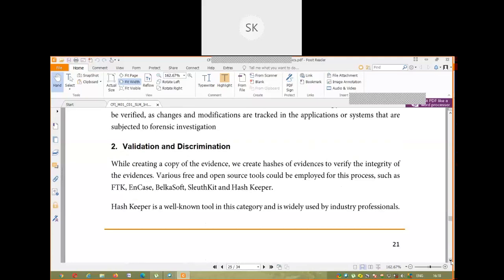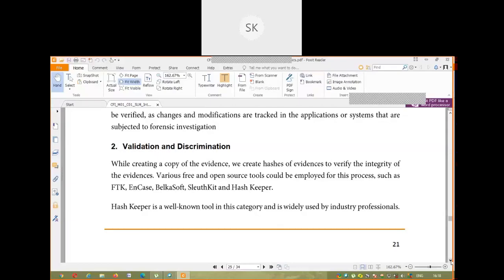The next category is validation and discrimination. For this also we get some tools on the internet, and those are free of cost again.